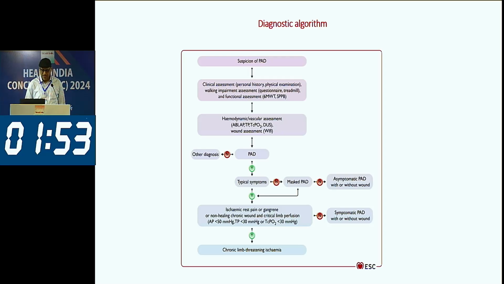Once he has ischemic rest pain or gangrene or a non-healing chronic wound or critical limb perfusion defect, then with the 3 hemodynamic parameters, the diagnosis of chronic limb-threatening ischemia is there. Then there's an entity called masked PAD, somebody who has PAD but does not have the typical symptoms of peripheral arterial disease, what you label as masked PAD.